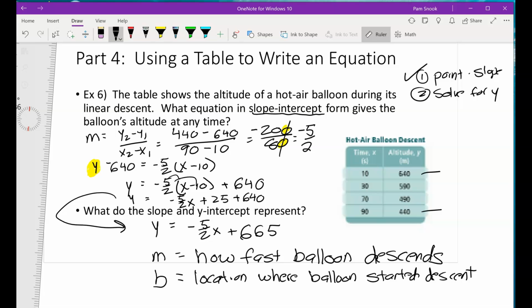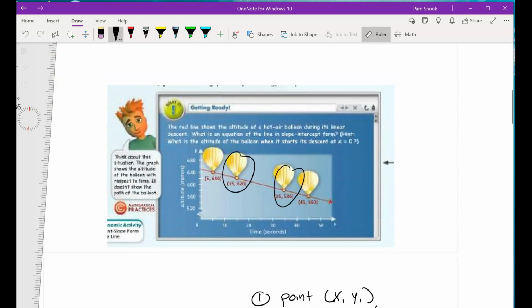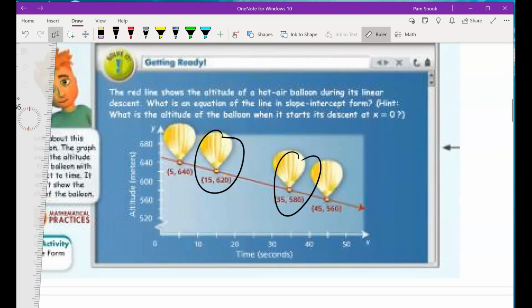Okay, so let's quickly scroll back to the problem that we started with. Right here, here's that balloon. And what we're saying is this y-intercept right about there is 665. So the highest point the balloon was at, the altitude where it started, is 665. Let's do a quick sanity check. Does 665 make sense? Well, I have 640 here and 680 here. It's right in between. That's exactly where we would expect it to be.